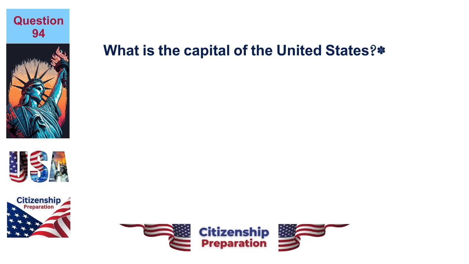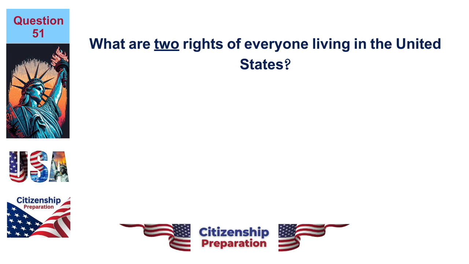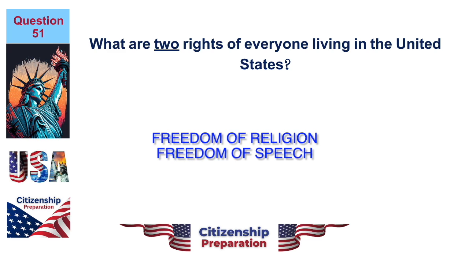What is the capital of the United States? Washington, D.C. How many amendments does the Constitution have? 27. What are 2 rights of everyone living in the United States? Freedom of religion, freedom of speech.